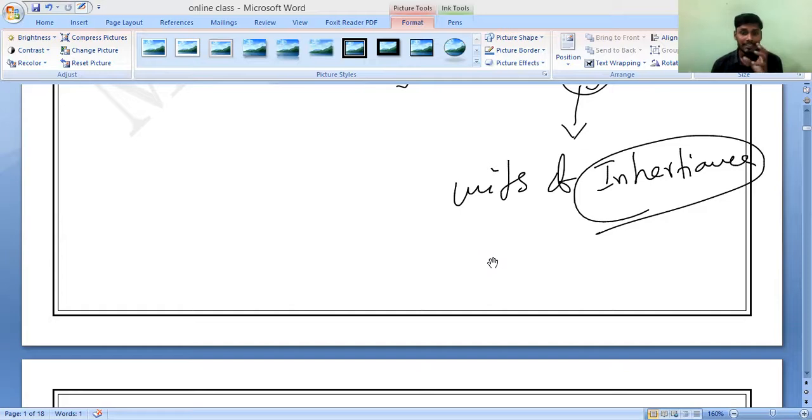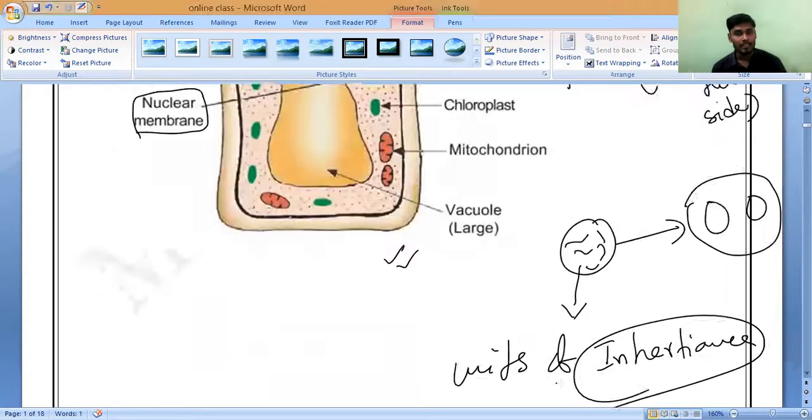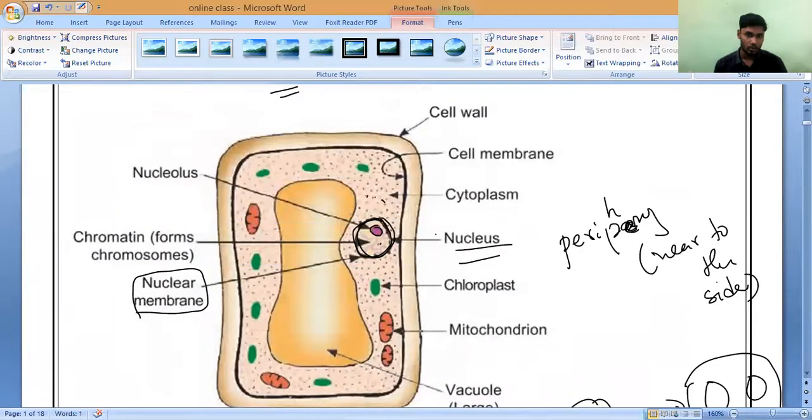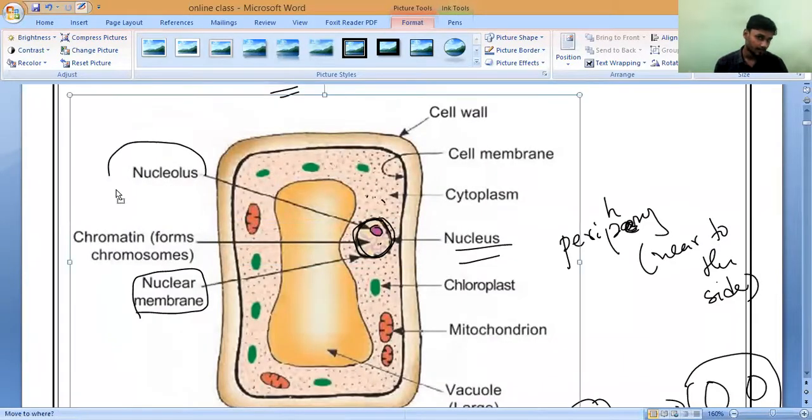Now, these chromosomes have some kind of substance called genes. What should we call them? Genes. So we can observe that chromosomes contain genes, which are transferred from parents to offspring. Correct or not? And the round structure present inside the nucleus along with the chromosomes, what should we call it? Nucleolus. Correct or not?